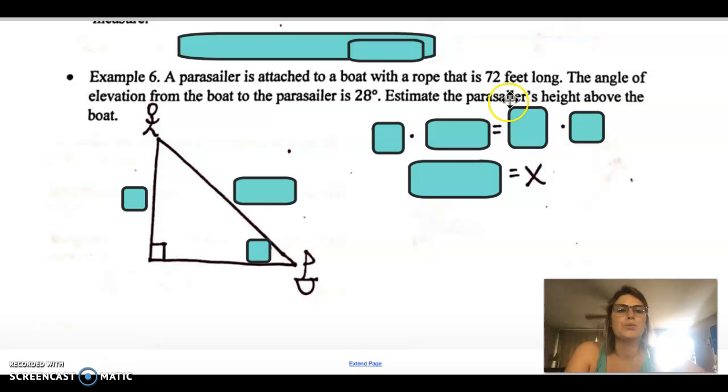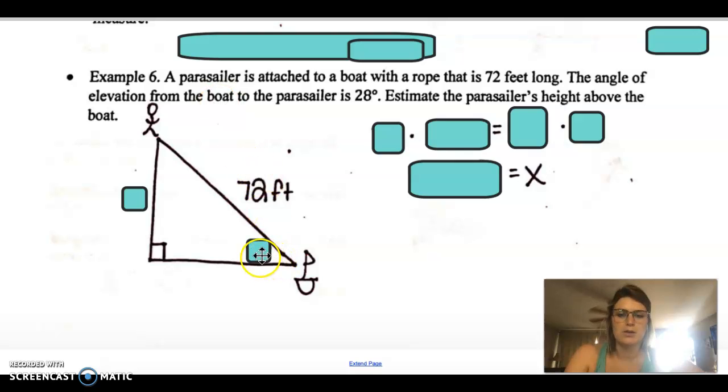So it says that the rope is 72 feet long. If you draw a triangle, always draw a triangle, and your boat is down here, you don't have to draw the pictures, and you're parasailing, just to get a visual. It says that the rope is 72 feet long. So if it's attached to the boat and you, that's where the 72 goes. And then the angle of elevation from the boat to the parasailer is 28 degrees. So that goes down here.